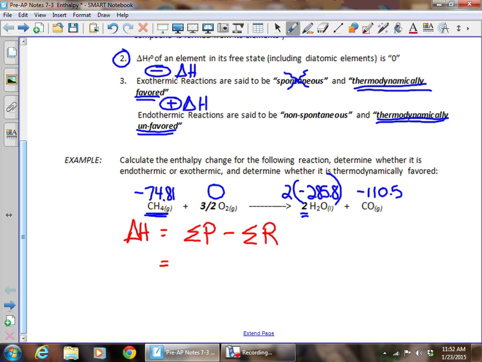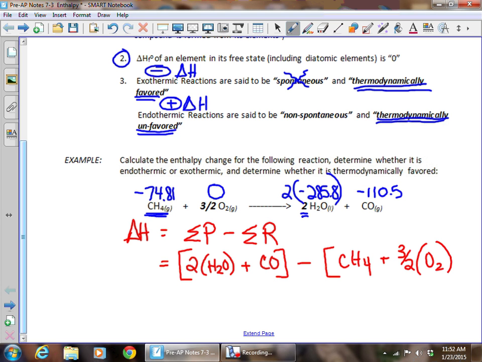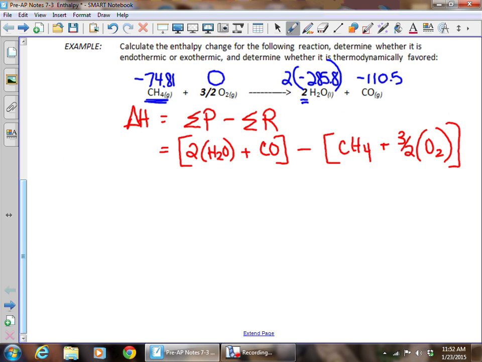That means the heat of reaction is going to be equal to 2 times the H2O plus 1 times the CO. So there's going to be our products minus our reactants. And the reactants are 1 CH4 and 3/2 of an oxygen. Once you do that, then I want you to fill those values in.